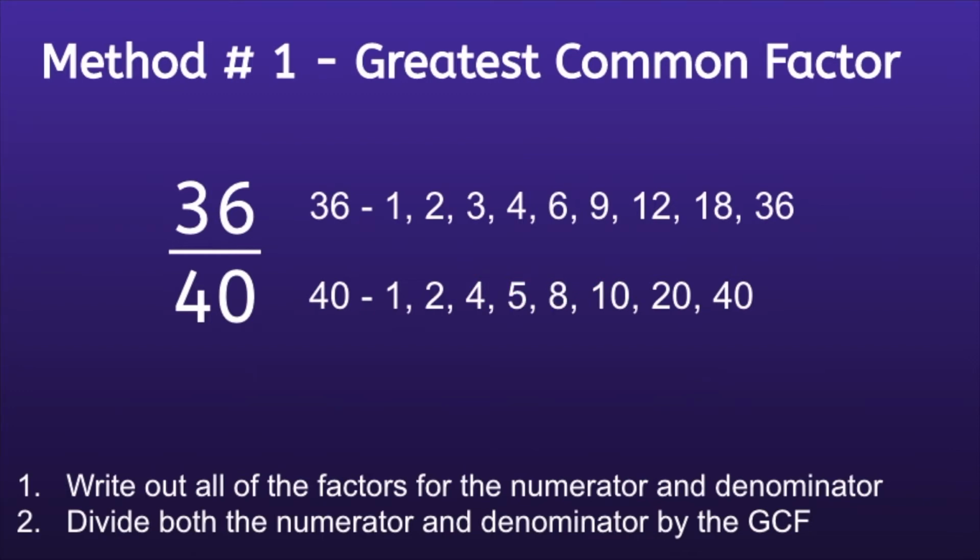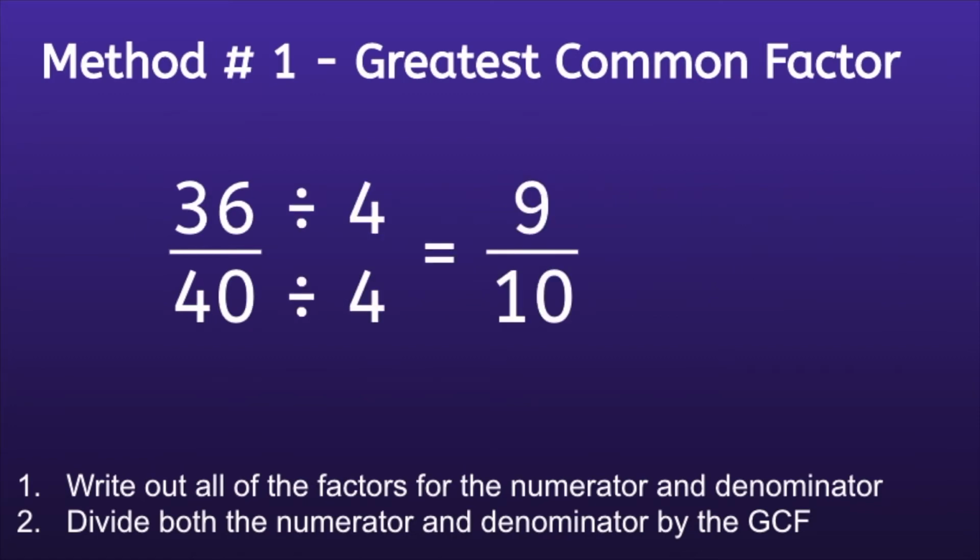Now we will move on to step number 2. Divide both the numerator and denominator by the greatest common factor. First, we must find the greatest common factor. Among the factors of 36 and 40, the greatest common factor between both of those was 4. So we will divide the numerator and denominator by 4.